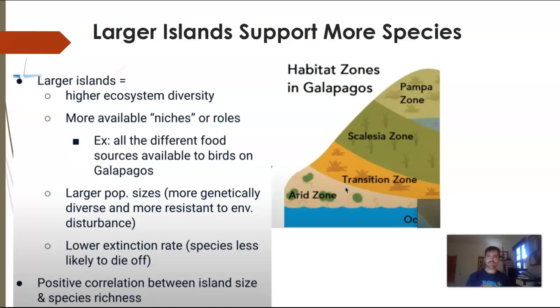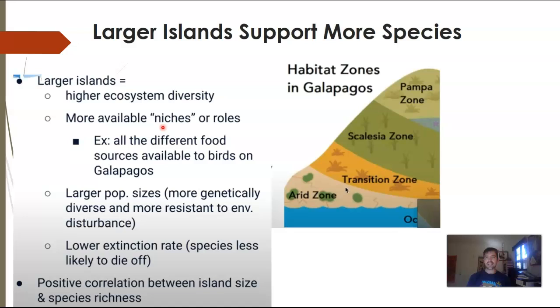So again, larger islands support more species. So there's higher ecosystem diversity. There's more available niches or roles. So these would be niches that the animal could specialize into. There's pampa zone, scalesia zone, transition zone, arid zone. All of the different food sources that are available to different birds on the Galapagos Islands in Ecuador would be an example, right? So those are all the different possible habitats the animal can live in.